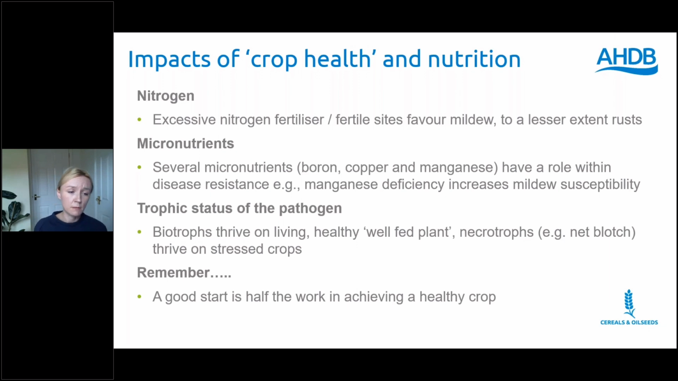It's also important to remember, if you're thinking about products that improve plant health, that a good start is half the work. So you should have done half that work when you were drilling the crop itself. You sowed it into a good seed bed, at the right time, into good conditions. You should be already halfway there in achieving a healthy crop. Some of these products might not be necessary if you already have a crop that's well established with a good stand and at the right growth stage for the time that it should be at.